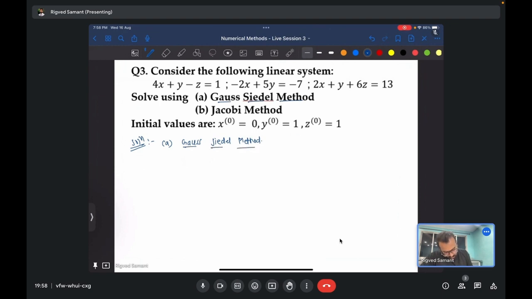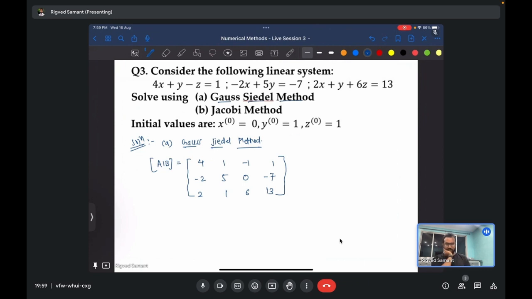First you will write A augmented B: 4, 1, minus 1, 1; minus 2, 5, 0, minus 7; 2, 1, 6, 13. Is it correct? Yes, sir. Yes, right.